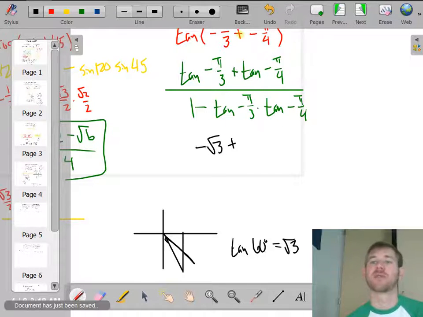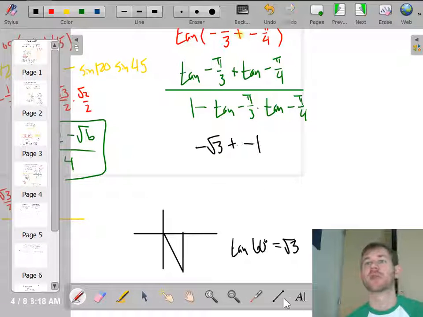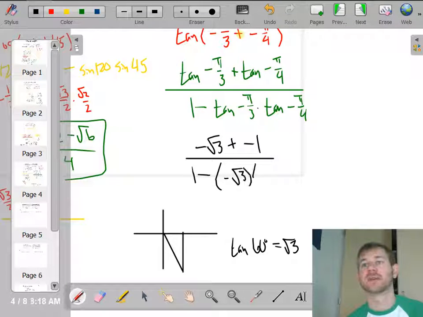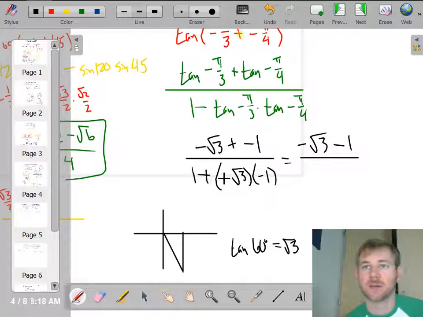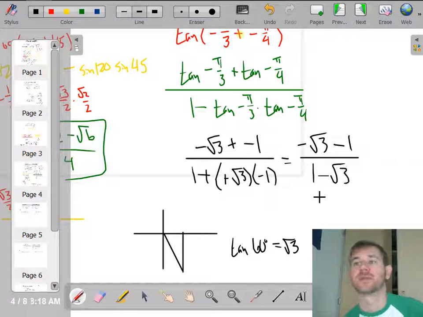plus the tangent of negative pi over 4. Negative pi over 4 is right there, and sine and cosine are the same, so that would be negative 1, over 1 minus. This is still negative radical 3, and this is still negative 1. So you got to be really careful with your signs. This is negative radical 3. I'm going to write it as minus 1 over. So what happens here? Those cancel out, but you still have 1 left. So it's going to be 1 minus radical 3 in the denominator.